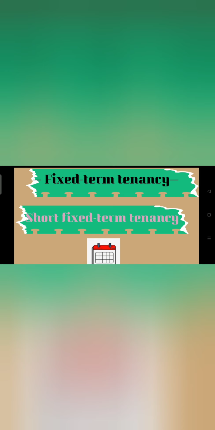Short fixed-term tenancy. If the fixed term is 19 days or less, it is a short fixed-term tenancy. It does not become periodic when the term ends. A short fixed-term tenancy cannot be used as a trial period.